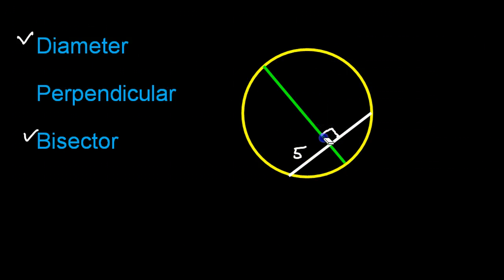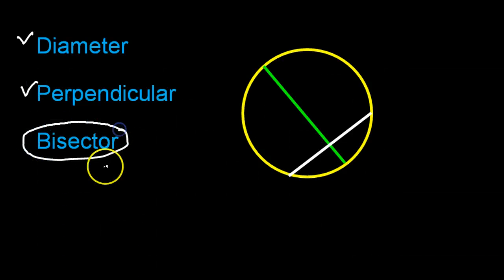Okay, let's do the one that we haven't done yet, because again, given any 2 of these 3, you can conclude the third. So if I give you a diameter that is perpendicular, you can conclude that it's a bisector. Again, the way I show diameter is I'll put a dot. The way I show perpendicular is I'll give you this. So in this picture, I'm giving you a diameter that is perpendicular, so you can conclude that it is a bisector.